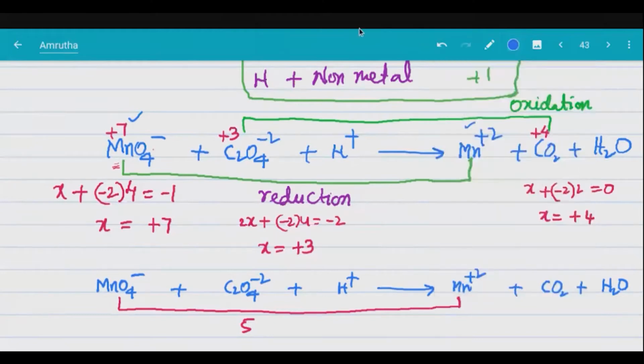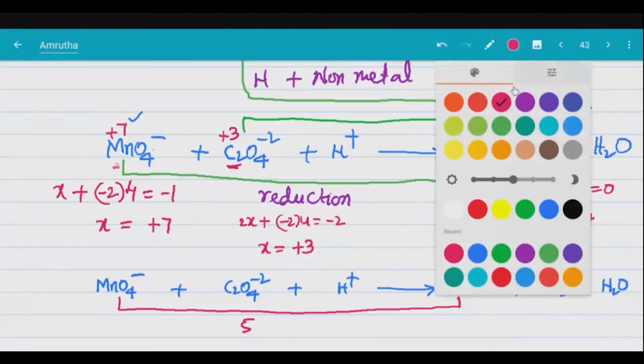Sir, it is very simple. 4 minus 3. Is it like that? Now we should be careful. See, there are 2 carbons here, but here only 1 carbon, right? So first balance the atoms which are undergoing change. So what I'm doing is I'm just balancing this. 2 carbons must be there.